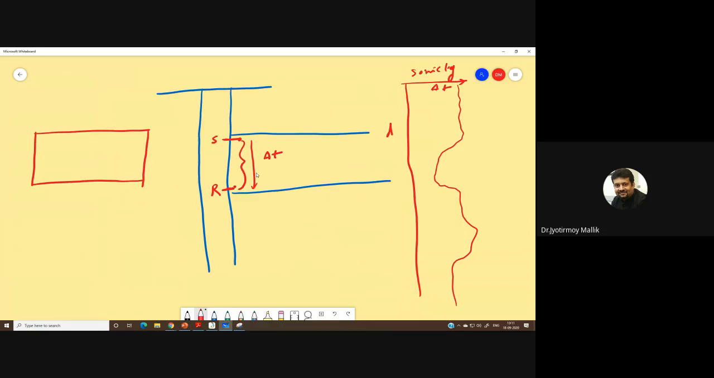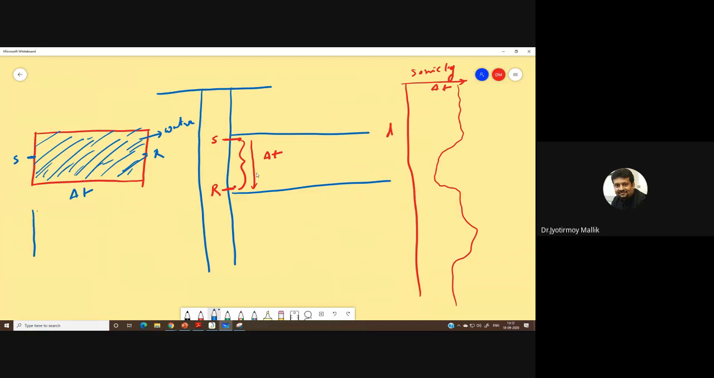This box is fully saturated. I have a simple box, and this box has, for example, water. And then I send a sound wave here. This is the source, and I receive my sound wave here. This is the receiver. Okay, and I measure my delta T.